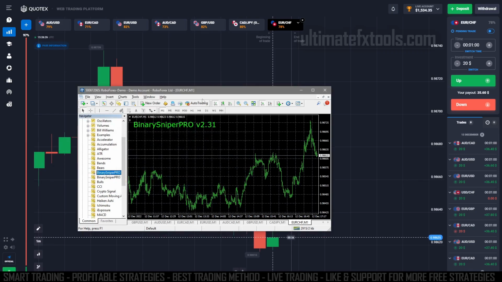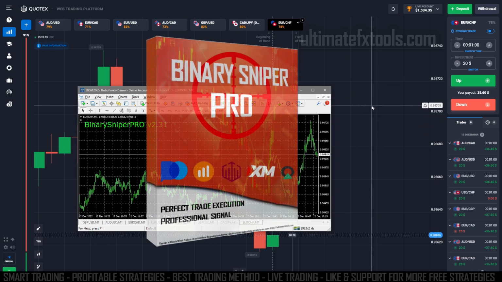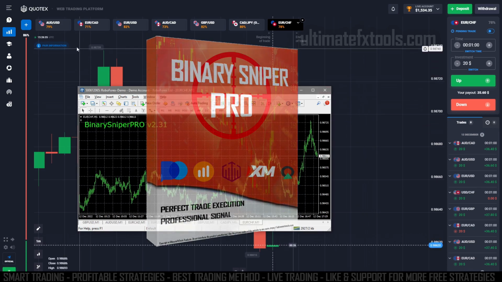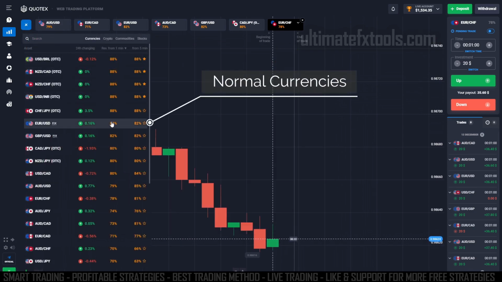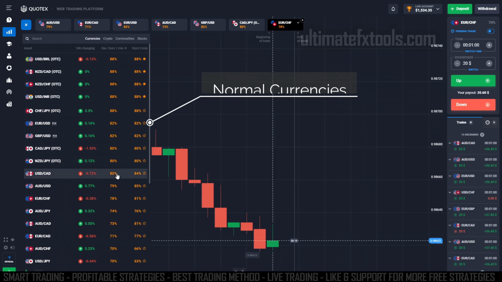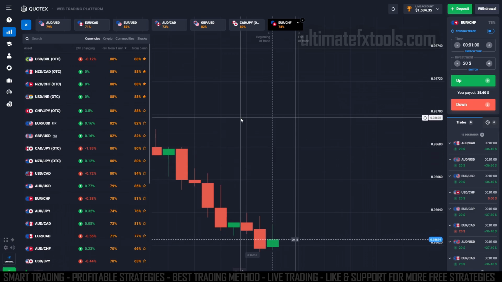Good day everyone. We will be trading Quotex with this very profitable trading indicator, the Binary Sniper Pro indicator. We must trade only with normal currency, not the OTC one. Soon, we will have an alert signal coming from Telegram with this indicator, the Binary Sniper Pro.